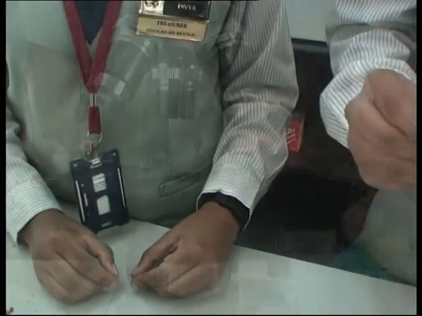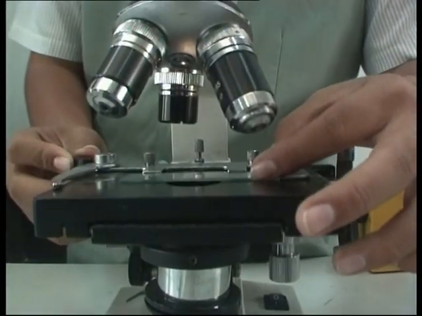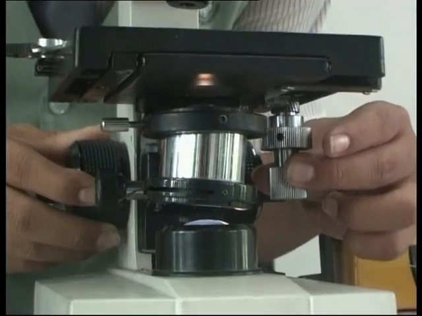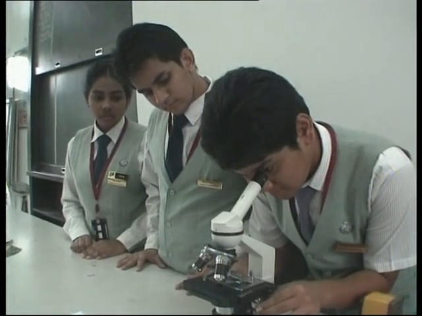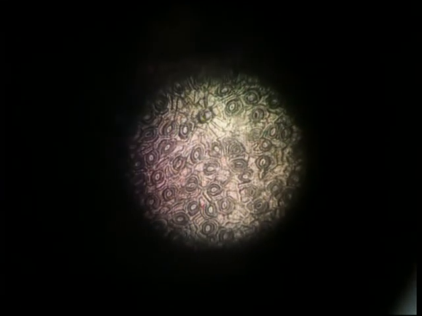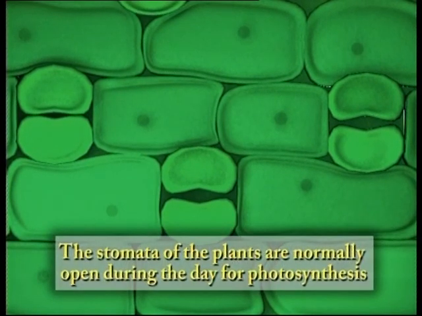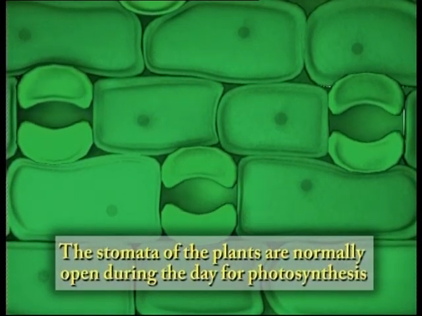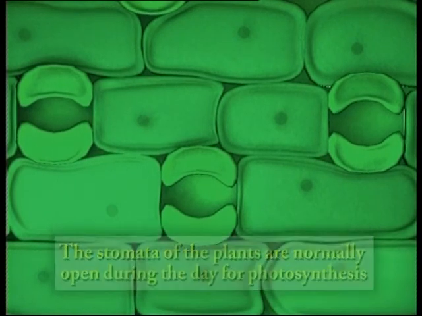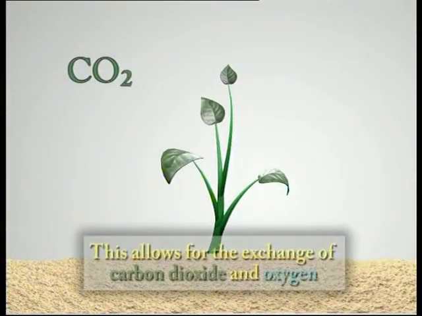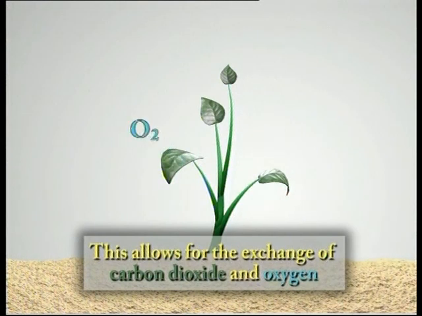Let's examine it under the microscope using low power to identify the stomata. We can now see clearly the epidermis cells with the stomata and its surrounding guard cells. The stomata of the plants are normally open during the day for photosynthesis to occur. This allows for the exchange of carbon dioxide and oxygen.